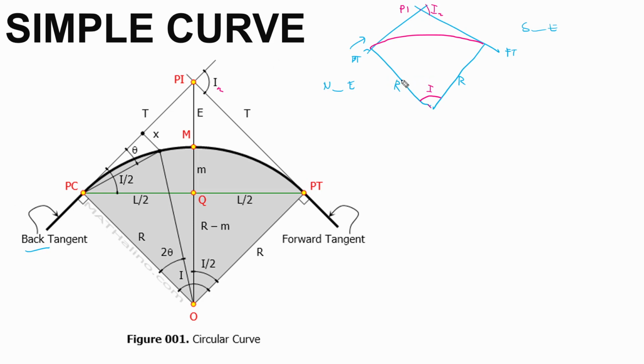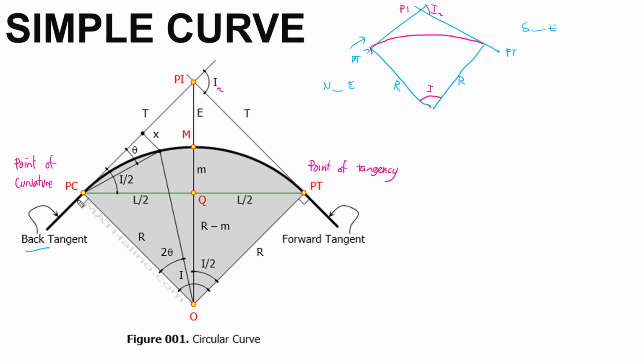Next, i-define ko muna yung ibang points. Ito yung straight line papunta dito and then curve, then straight line. PC, yan yung tinatawag nating point of curvature. So, point of curvature dito nag-start yung curve natin. So, straight line, point of curvature and then curve. And then PT is point of tangency.